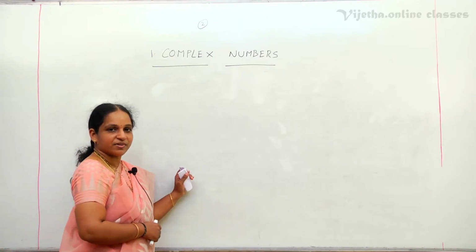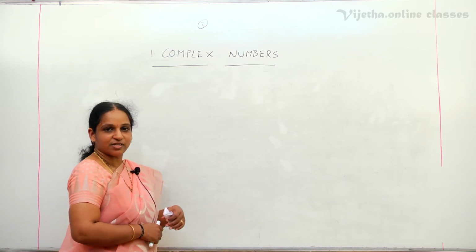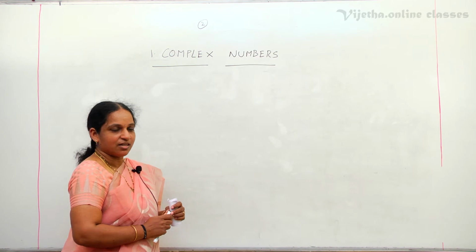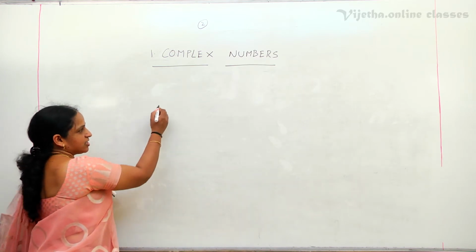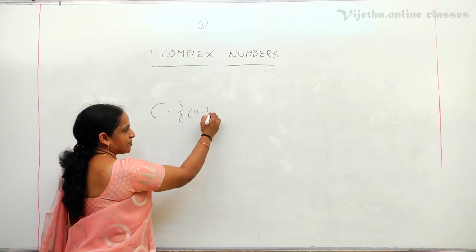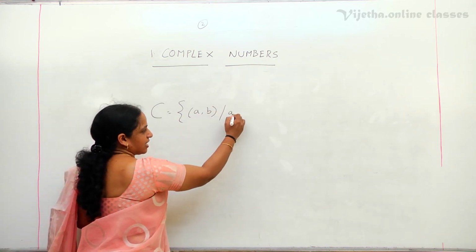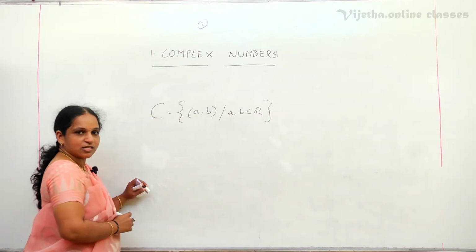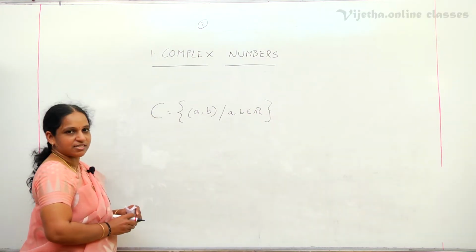Students, in Maths 2A the first chapter is complex numbers. Already we discussed the definitions of the complex number and addition of complex numbers. What is the complex number? It is denoted by C, which equals the set of all ordered pairs (a, b) such that a and b belong to the real number set R. Complex number is denoted with capital C.